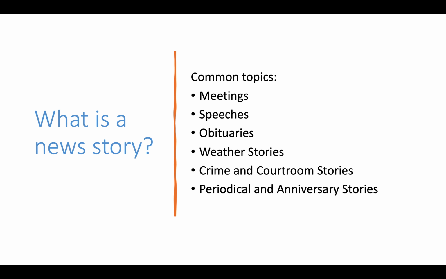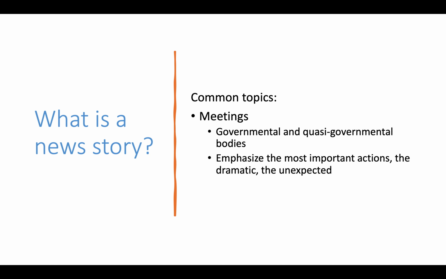It's something that we might take for granted that we know the definition of. So common things you might cover if you're covering a news story are meetings, speeches, obituaries, weather stories like our snow day today, crime and courtroom stories, and periodical or anniversary stories. So, for example, you're covering a meeting. And all of these things you'd cover in a lot more detail when you take journalism.